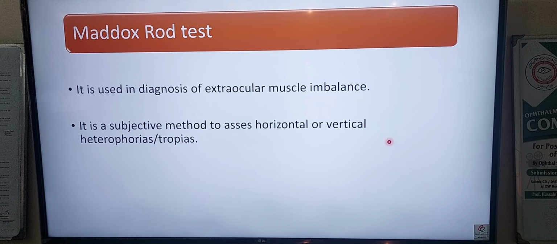Now let's discuss the Maddox rod test. It is used in diagnosis of extraocular muscle imbalance. It is a subjective method to assess horizontal or vertical heterophorias or tropias. It doesn't differentiate between these two.